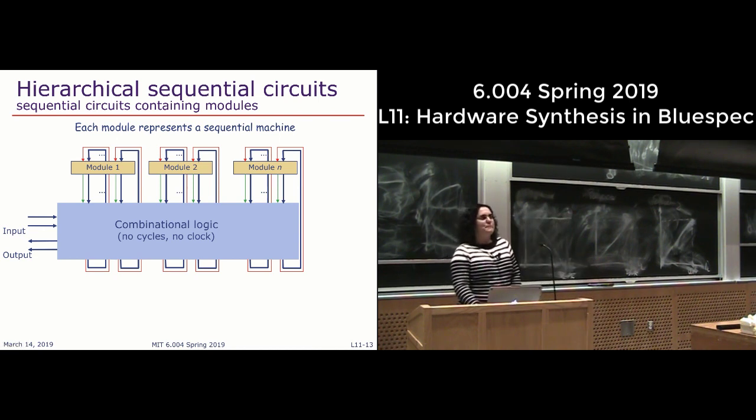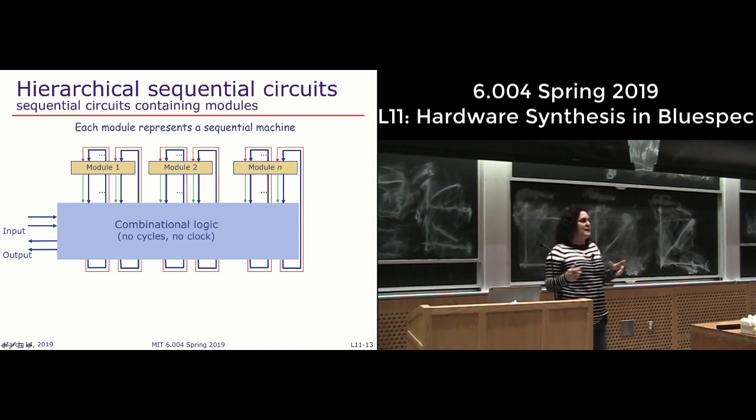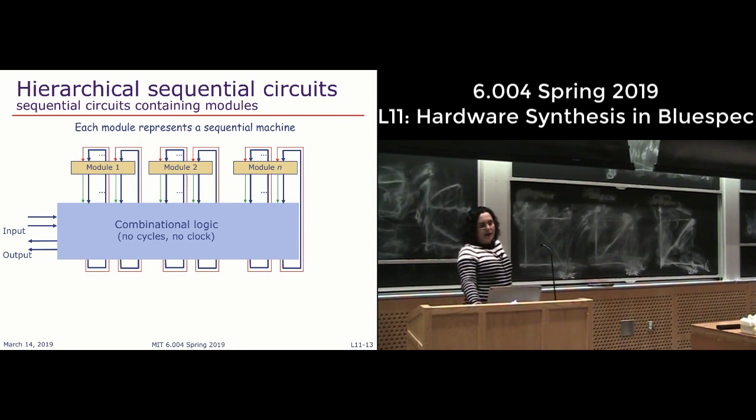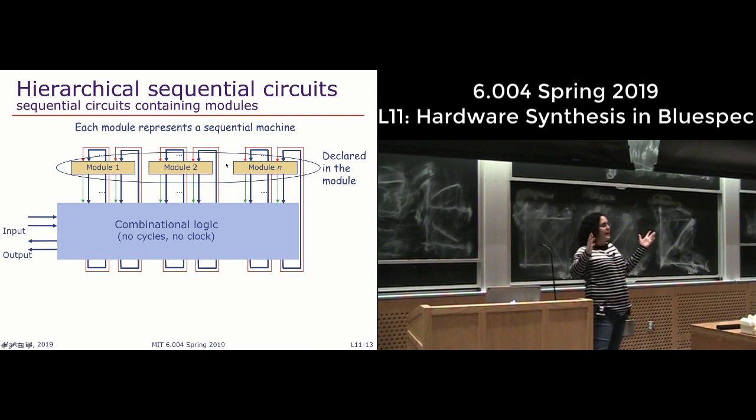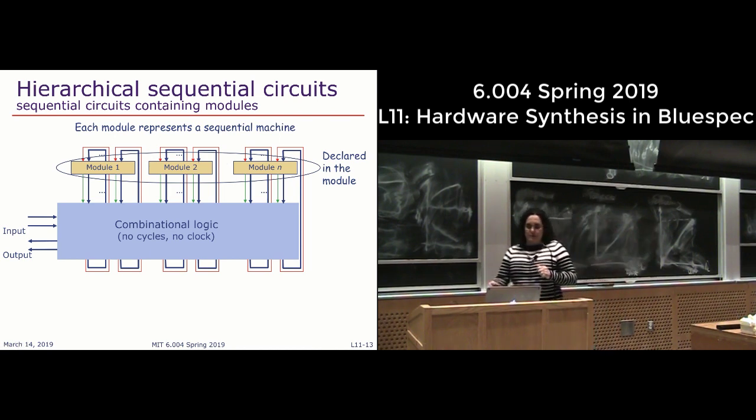You can now go a step further and build more complex sequential circuits by putting together a bunch of smaller sequential circuits. Each one of these modules is in itself a sequential circuit, and we can combine them all together to make a more complex sequential circuit, and we do it in exactly the same way. So how is this going to look? When I define my higher level sequential circuit, I'm going to have my state instantiation, which says this higher level circuit consists of these modules, module 1 through n, and it's going to instantiate all of those modules.